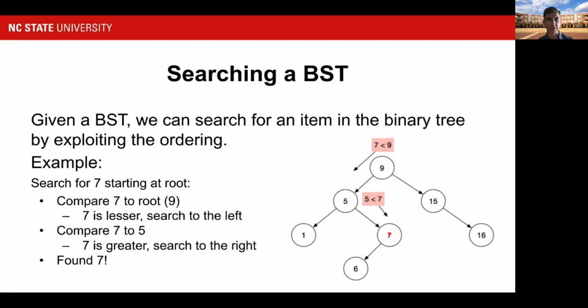And so I found 7 doing 2 comparisons. I didn't have to look at every node in the tree. I only had to look at the nodes on the path from the root to 7, knowing that the binary search tree ordering has to be obeyed on all of these nodes.